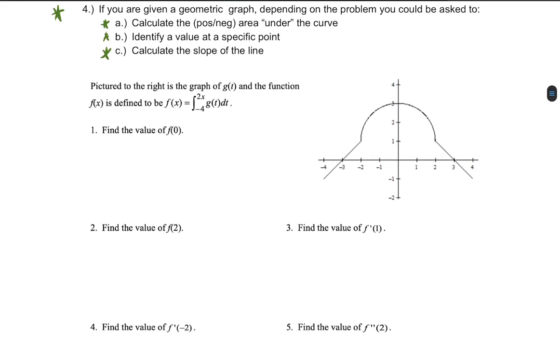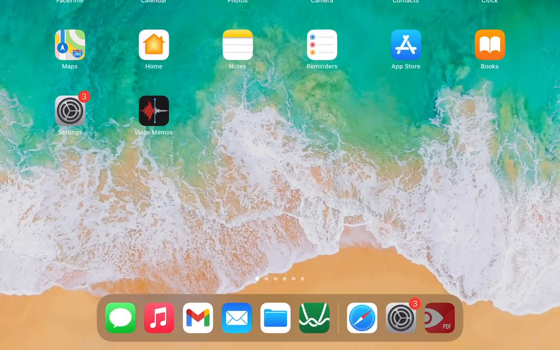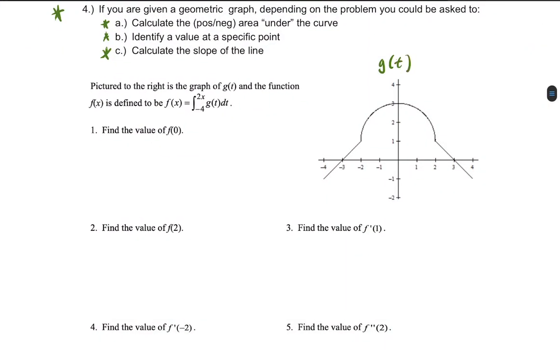This is g of t, and there is a separate function f of x, which is defined as the definite integral from -4 to 2x of g of t. Woo! Okay, that's a lot, but let's take it one step at a time. First, find the value of f of 0.